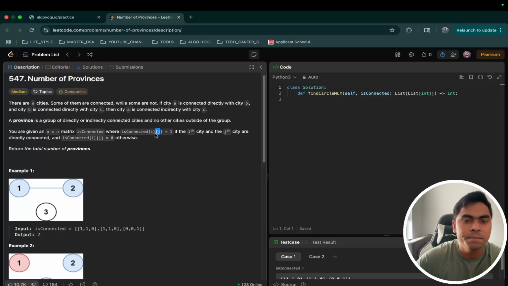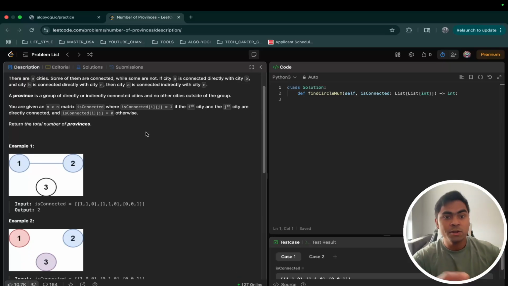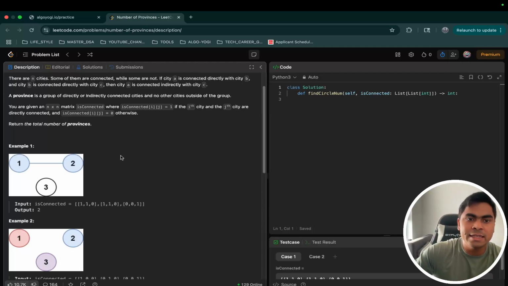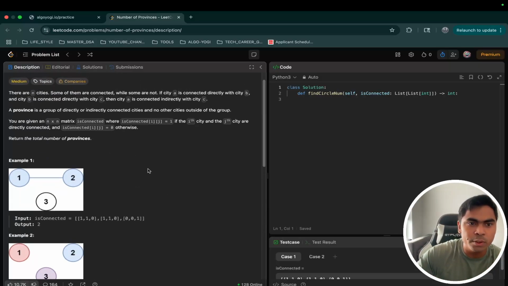where the value at the i and j position in the grid, if it has 1, means those two cities are connected. If it's a 0, that means those two cities are not connected. This is called an adjacency matrix. We have worked with adjacency lists a lot. We create it ourselves, but this time it's already given to us as an adjacency matrix that represents the connection between these different nodes. This is also one of the ways a graph is stored.